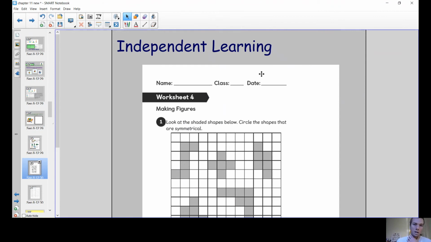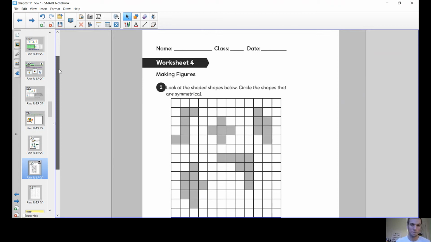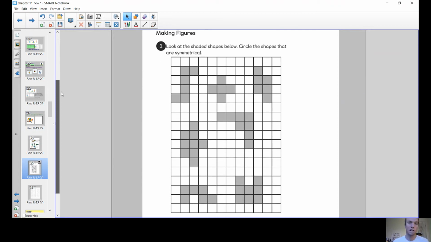Okay, your independent learning today looks like this, and we want you to look at the shapes and circle the shapes that are symmetrical. Now, if I was at home, I would be thinking, do I have a printer? And if I do, I might want to print out 2 of these pages so that I can cut out and fold the shapes to help me find the symmetry or not.